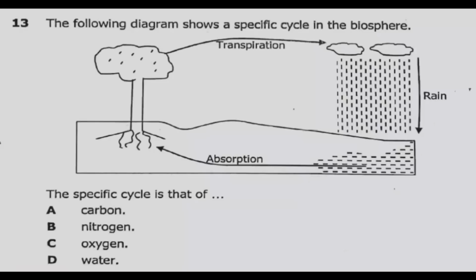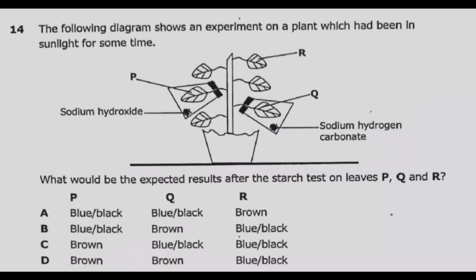So we have got transpiration, we have got rain, we have got absorption. Okay, so the question is, the specific circle is that of water circle, which is D. The correct answer there on 13 is D. Question 14 is as follows.